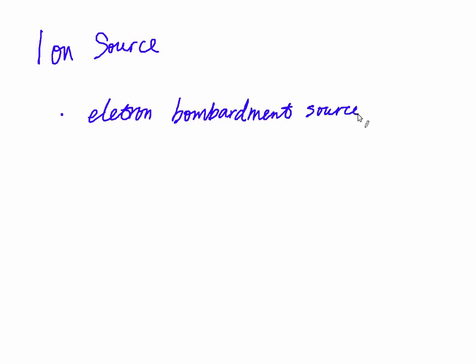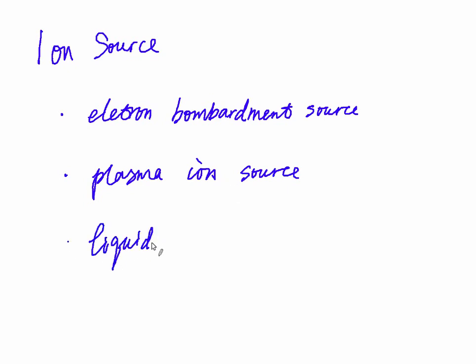The ion source has different types. The first one is the electron bombardment source. The second is the plasma ion source. The third is the liquid metal ion source. And the fourth is the surface ionization source.